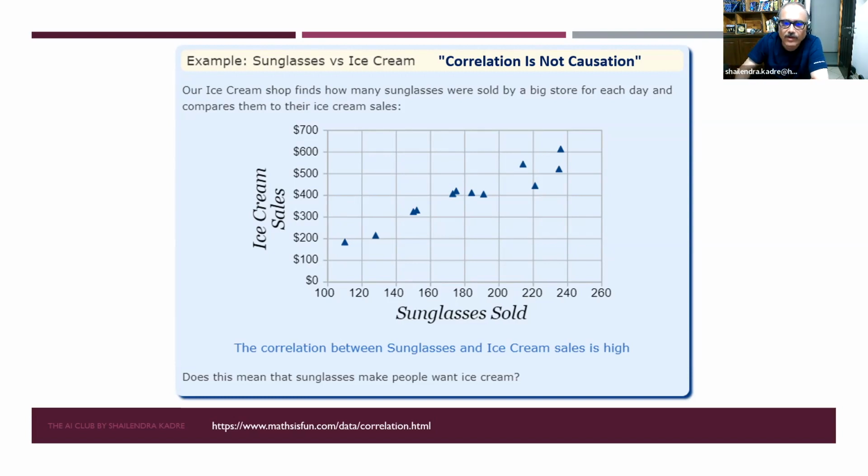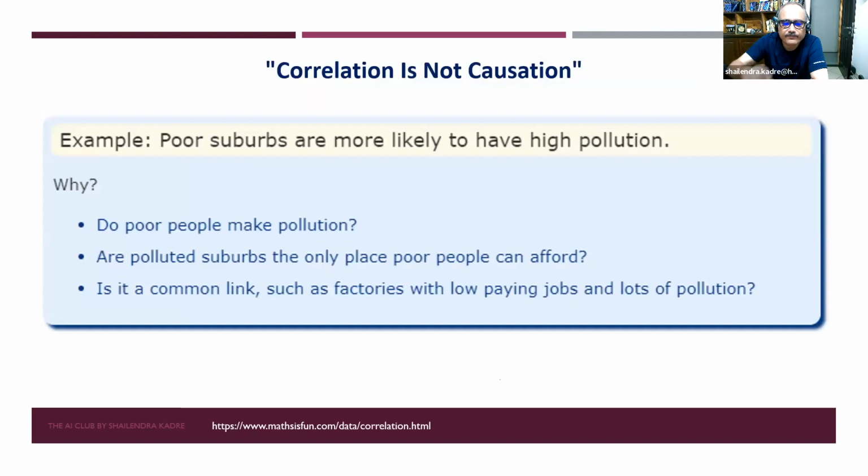Now here is one more relationship. Consider this: poor suburbs are likely to have high pollution. For any suburb of the city, if it is poor, the statement is that it is likely to have high pollution. So what can be the reason? There can be many; three reasons are listed here. Do poor people make pollution? Not correct.